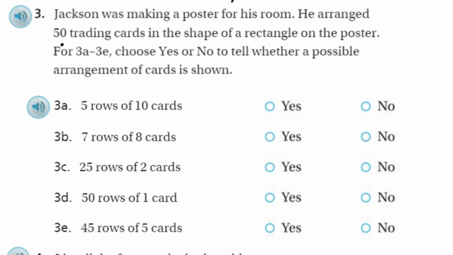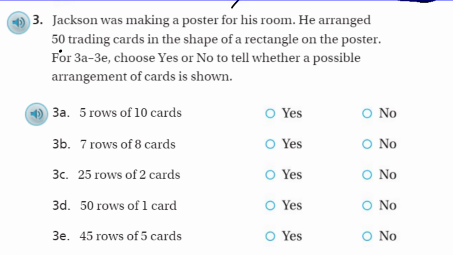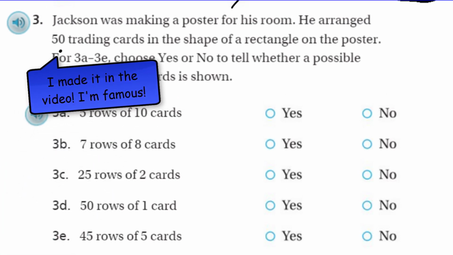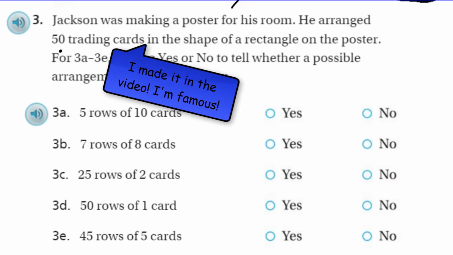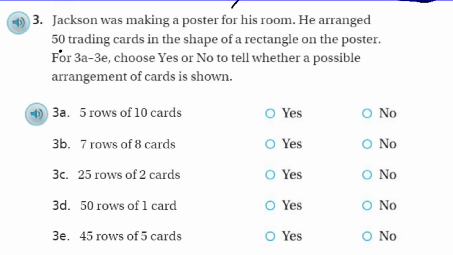Number 3 says Jackson was making a poster for his room. He arranged 50 trading cards in the shape of a rectangle on the poster. For 3A through 3E, choose yes or no to tell whether a possible arrangement of cards is shown. Okay, I can already tell by the question.